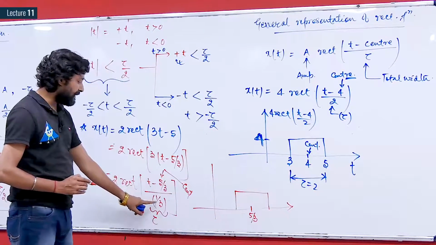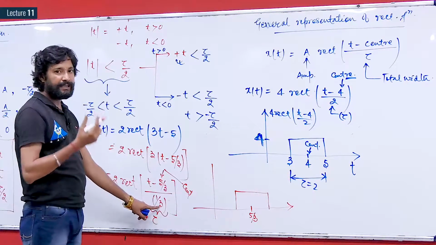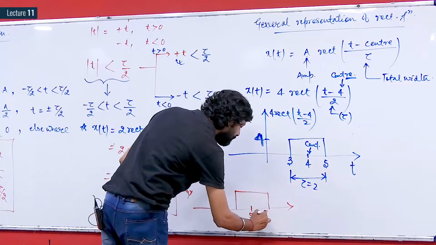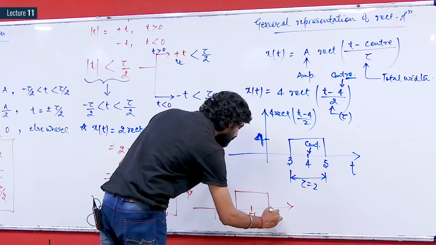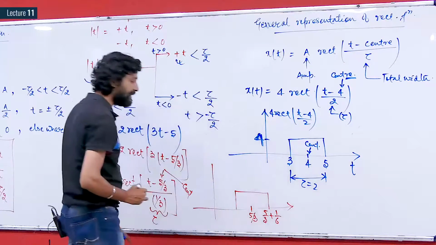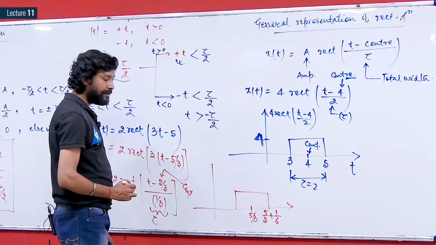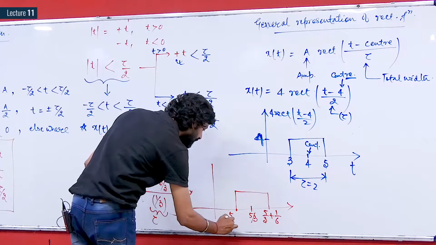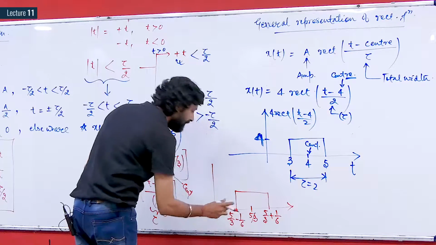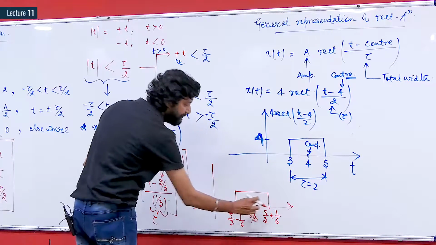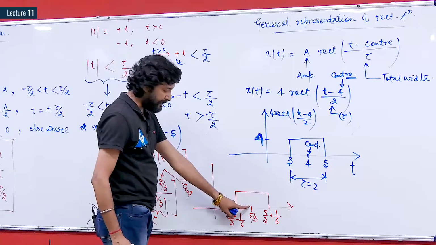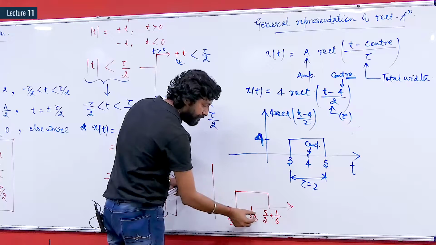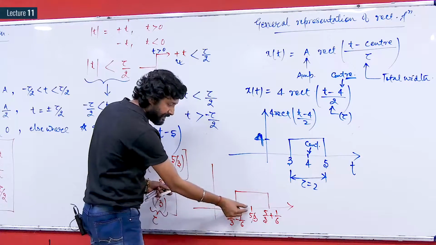If the total width is 1 by 3, the width on either side will be half of this. It means this point will be 5 by 3 plus half of 1 by 3, that is 5 by 3 plus 1 by 6, and this point will be 5 by 3 minus 1 by 6. If this width is 1 by 6 and this width is 1 by 6, it is centered at 5 by 3. So you take one point 1 by 6 more than 5 by 3 and the other 1 by 6 less than 5 by 3.